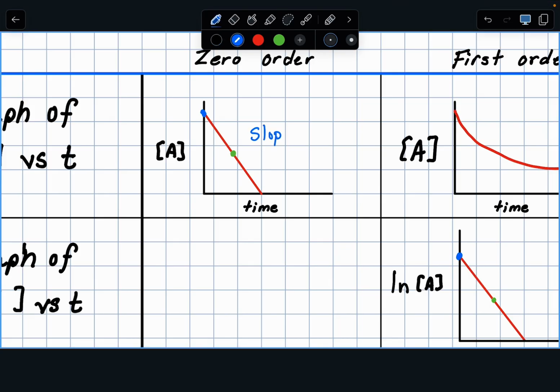And the slope of this graph is going to equal the negative, meaning that the slope is a negative value because it's heading down towards the axes. But the value of K is not negative. So be really careful that the slope is negative K, but K is never a negative number in this case.